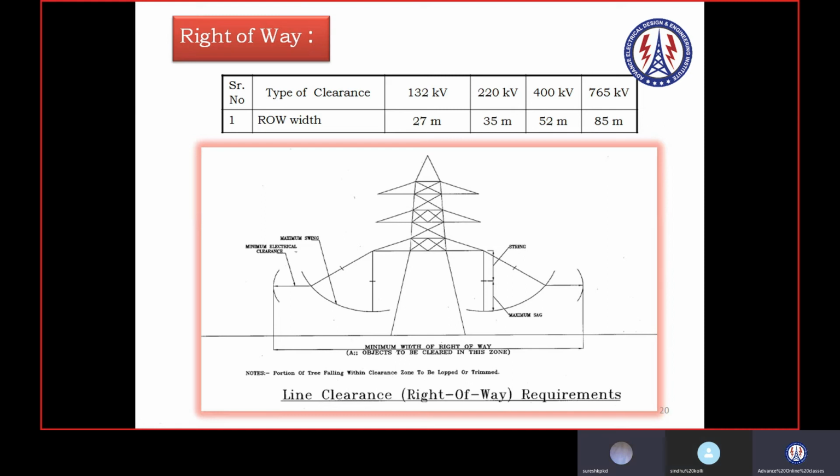I am explaining to you how short circuit force is generated in our conductor system, right? In the case of a bundle conductor, the conductors repel each other. So due to the repulsion between these two conductors, these conductors are not coming towards the tower side, they are going away from the tower.